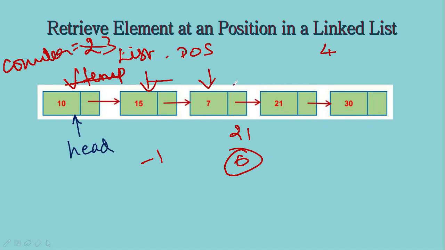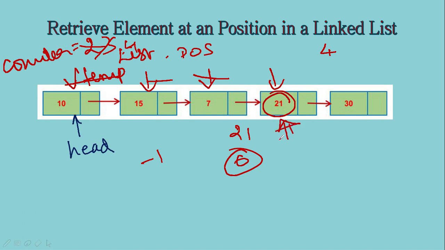Now the counter is 3 and temp is pointing here. The position is 4, not equal. So again do the same thing. I will move here and increment the counter. The counter will become 4 and temp will be pointing here. Temp is equal to counter, so you will be returning 21. This is the logic that we are going to use.